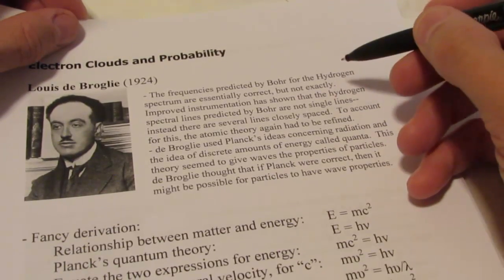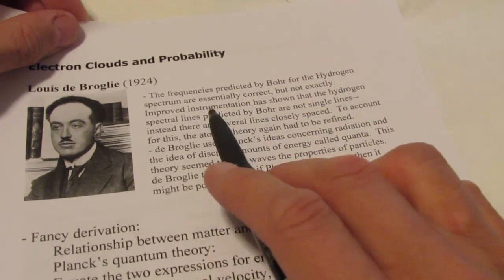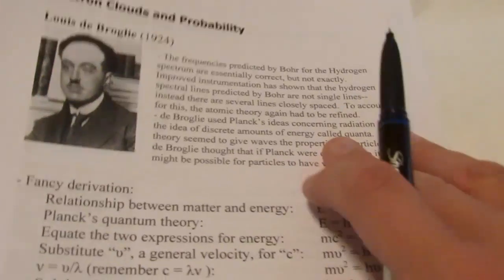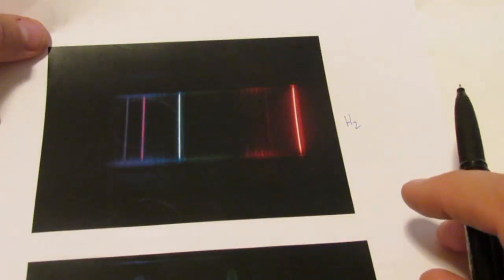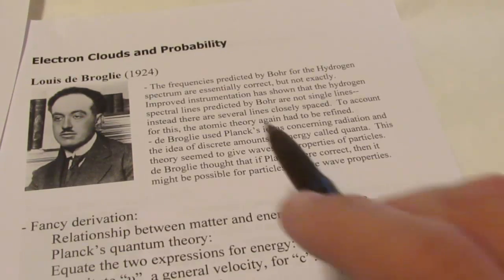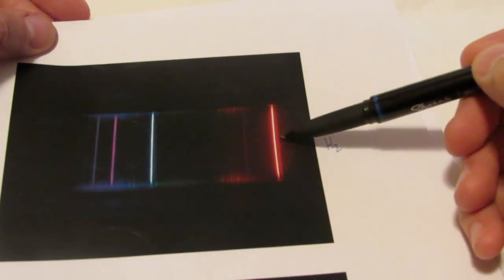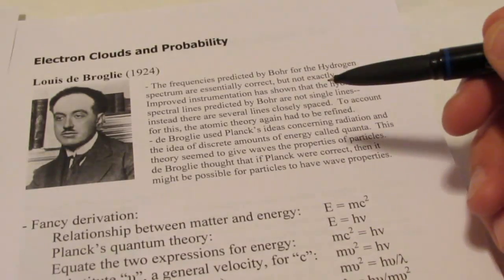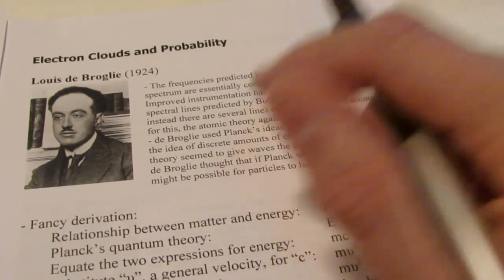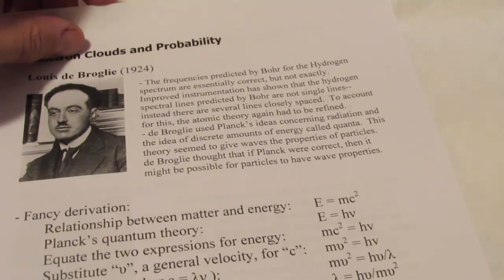The frequencies predicted by Bohr for the hydrogen spectrum are essentially correct, but not exactly. Improved instrumentation has shown that the hydrogen spectral lines, these that we see here, and the lines that were predicted by Bohr, are not actually single lines. Instead, there are several lines closely spaced together. We can't see that in this particular image, but with very precise instrumentation, we can see that there are actually several lines very, very closely spaced together. To account for this, the atomic theory, again, had to be refined.